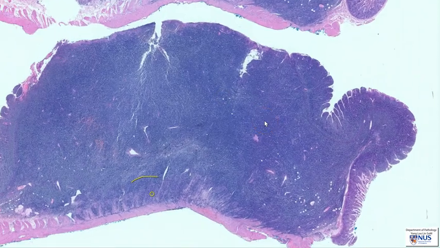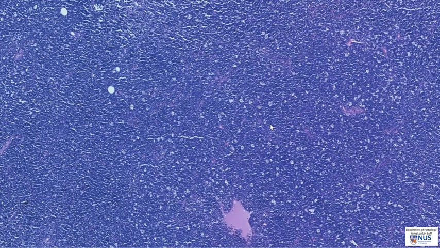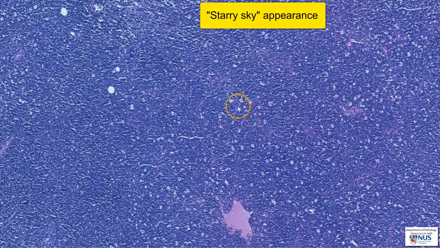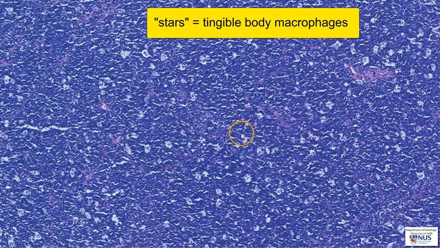Let's take a closer look at the malignant lymphoid population. At this magnification, we can see what we call a starry sky appearance, and you can see these paler cells that are just sprinkled among a very blue background of lymphoma cells. These paler cells are actually macrophages, and they are called tingible body macrophages.